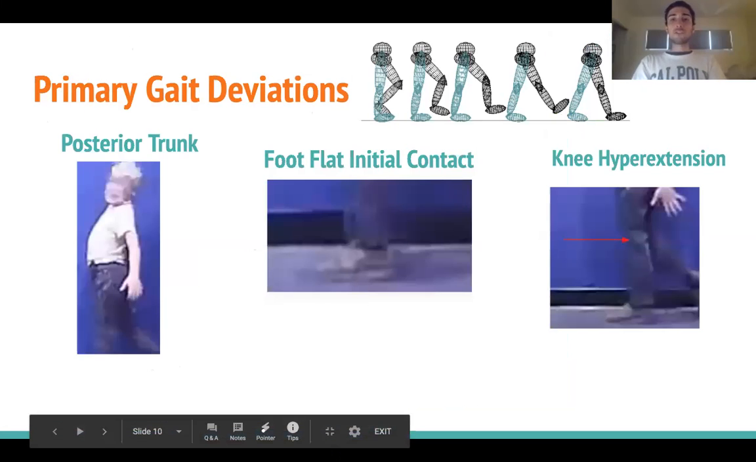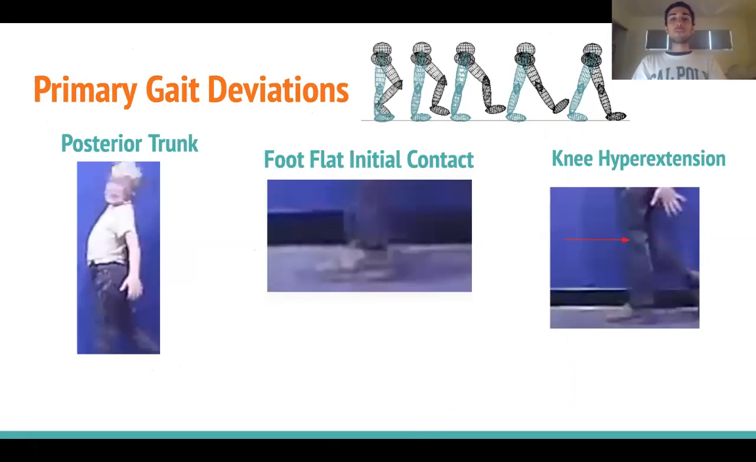The first deviation we'll discuss is the posterior trunk lean, which is present throughout the left gait cycle. However, it's especially exaggerated during loading response from initial contact through to opposite toe off. Note that the shoulders are posterior with respect to the hips, denoting the posterior trunk lean.